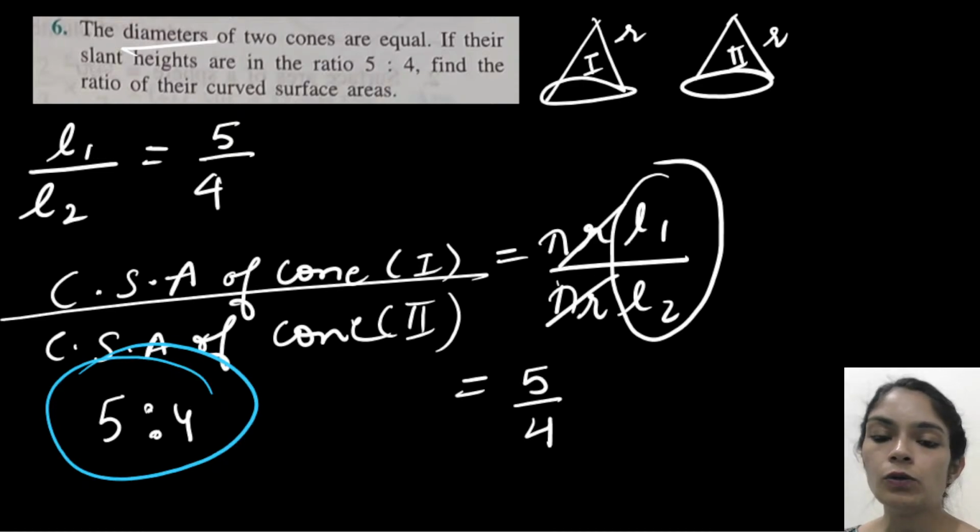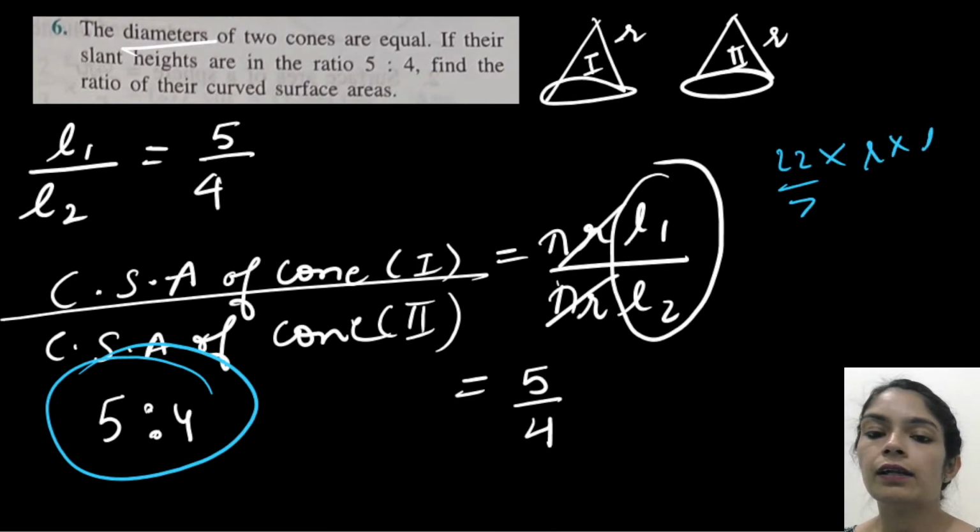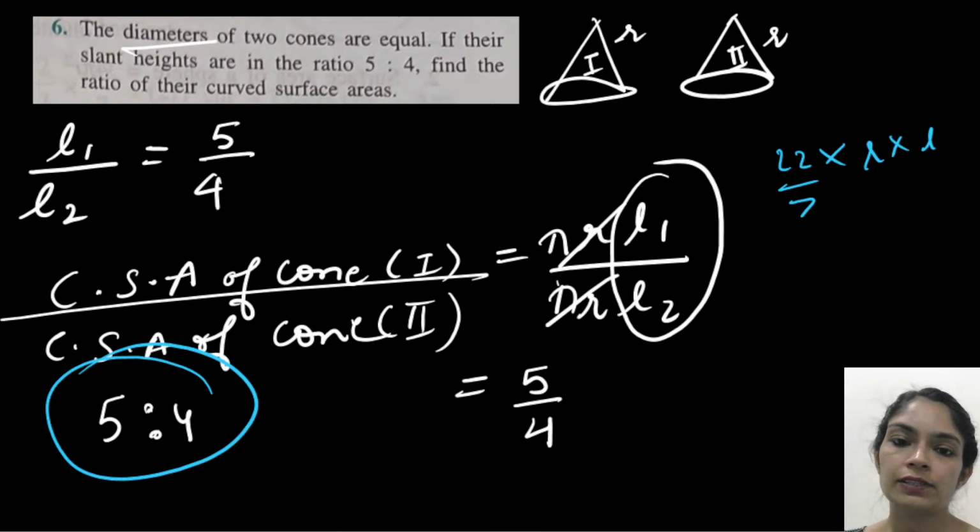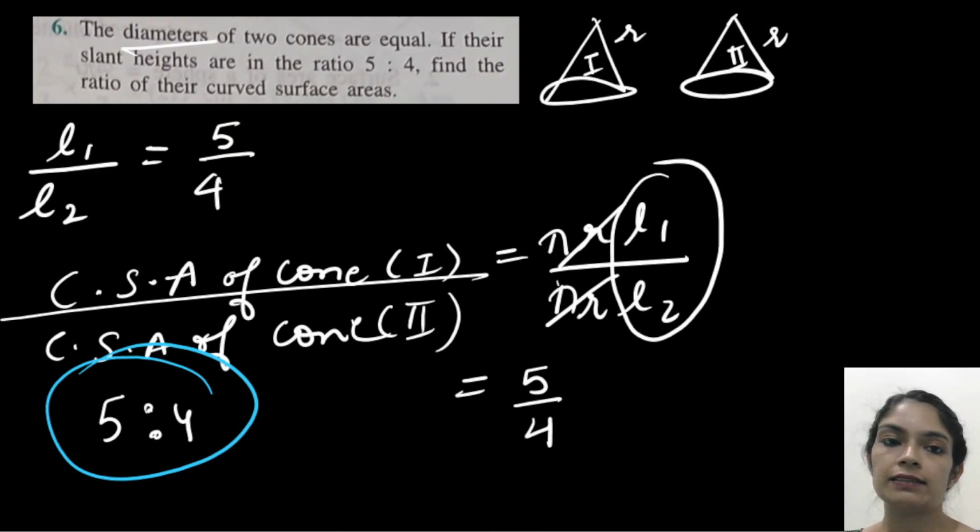See here, I'll tell you one thing. Many students, what they will do, first of all they will multiply 22 by 7, then r into L1, L1's value 5, something they will do. Don't do any multiplication in these chapters. Try to focus more on the cancellations like the way we are doing here. 5:4. So Kirtana has given the answer. Chitra has given before me. Very good.